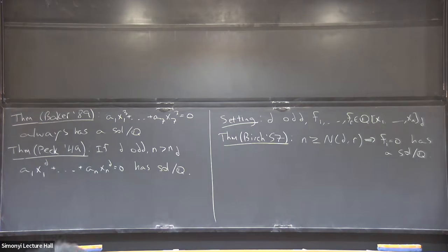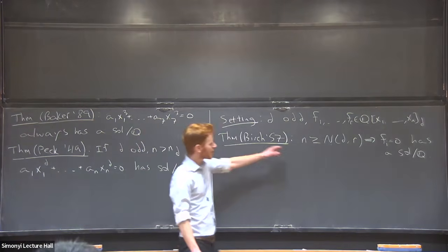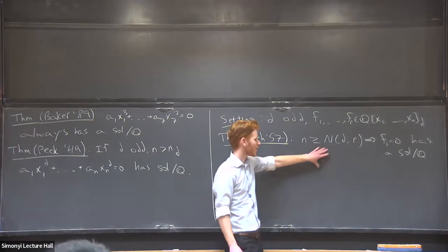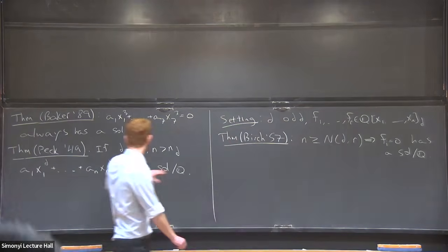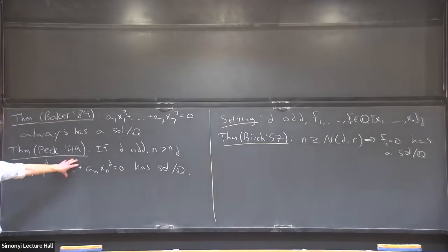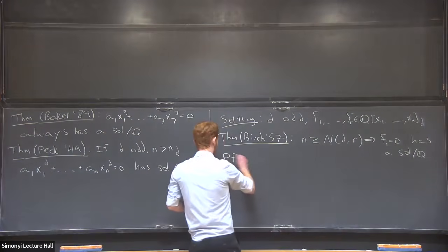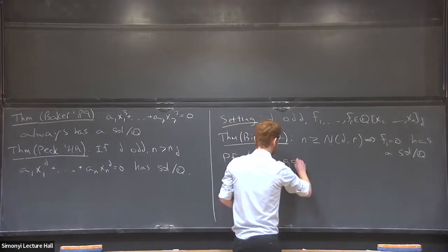So it's automatically. Okay, so Birch's theorem uses an elegant diagonalization argument. It's going to take this general setting and reduce it to Peck's diagonal setting. And I'll describe that argument now. Proof by diagonalization.